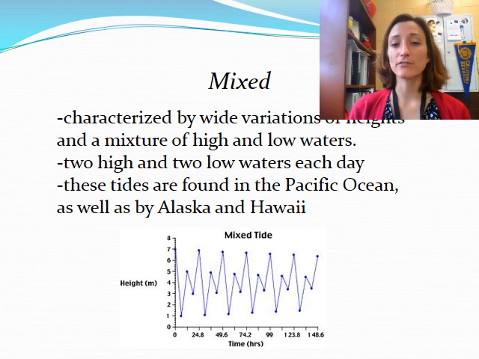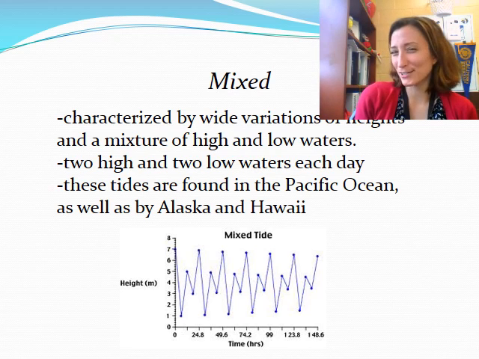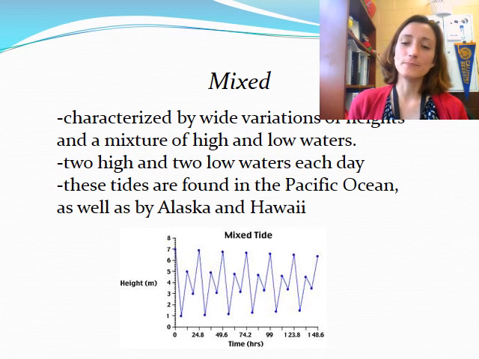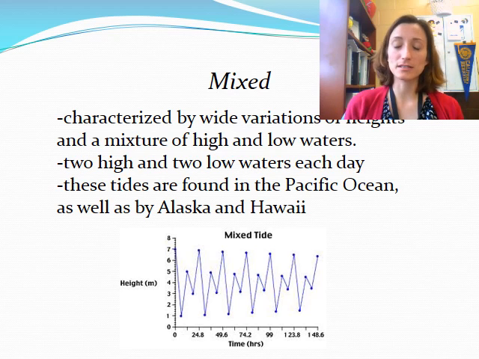And these tides are found all over the Pacific Ocean, so the Pacific coastal areas, as well as Alaska and Hawaii, which are in the Pacific, so I guess that would be a little bit unnecessary to say. But any kind of island chain that's in the Pacific is definitely going to see a mixed tide situation, along with any other coastlines along the Pacific.